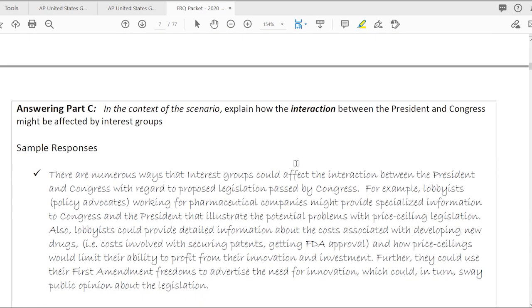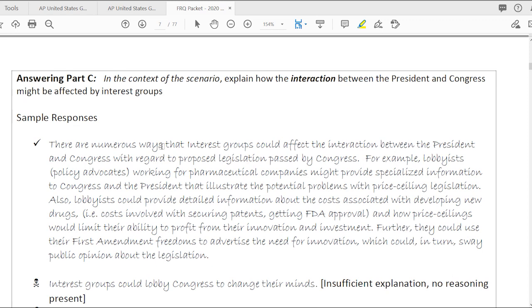Part C, and again, with the reservation that we're not officially covering interest groups on this exam, most likely, but I put a response anyway. There are numerous ways interest groups could affect the interaction between the president and Congress with regard to proposed legislation passed by Congress. For example, lobbyists working for the pharmaceutical companies might provide specialized information to Congress and the president that illustrate the potential problems with price ceiling legislation. Also, lobbyists could provide detailed information about the costs associated with developing new drugs. In other words, costs involved with securing patents, getting FDA approval, stuff like that, and how price ceilings would limit their ability to profit from their innovation and investment.